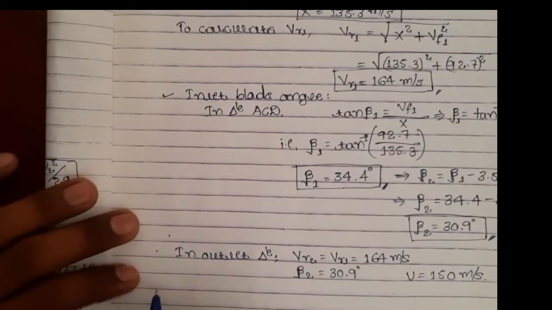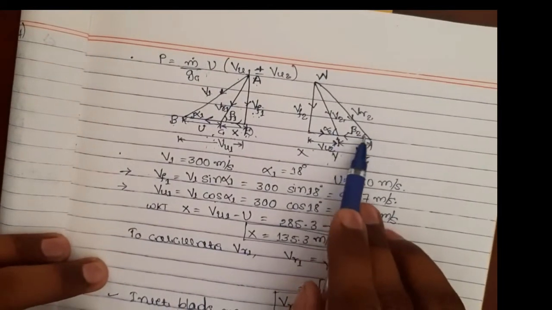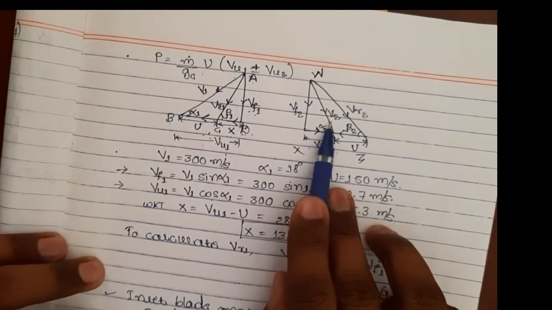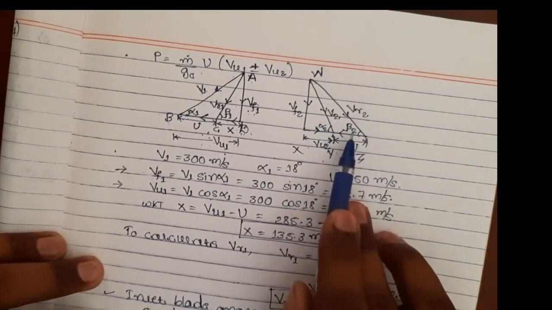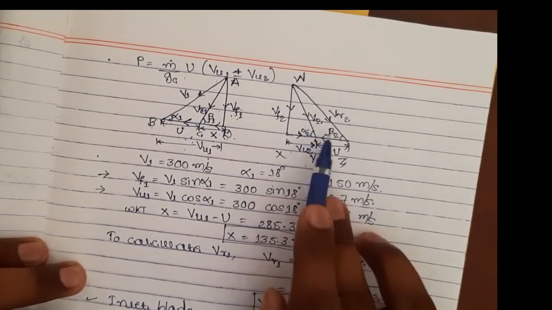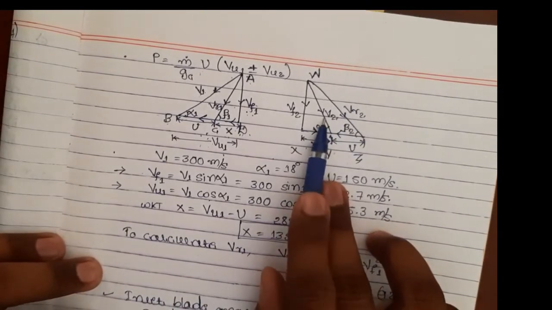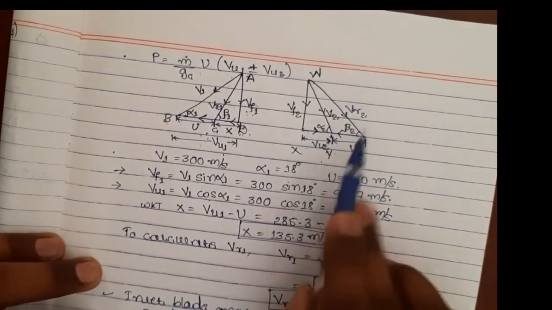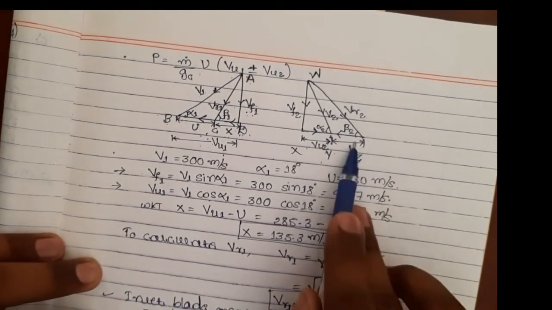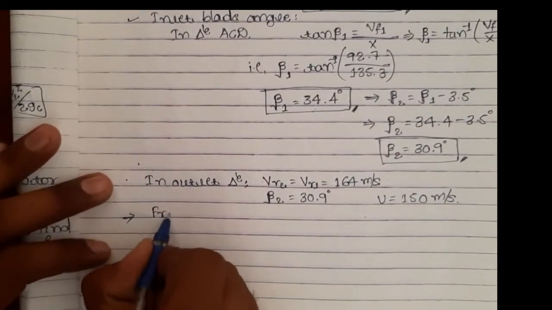Now, since we know the angle beta 2, we shall calculate the V2 value using the cosine rule. The application of the cosine rule should always be for the side opposite to the angle. The side which is opposite to the angle beta 2 is V2, right? So V2 square is equal to U square plus VR2 square minus 2 into U into VR2 cos beta 2, right? So that should be the cosine rule. From the cosine rule, I shall write.